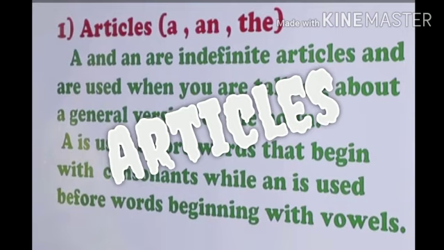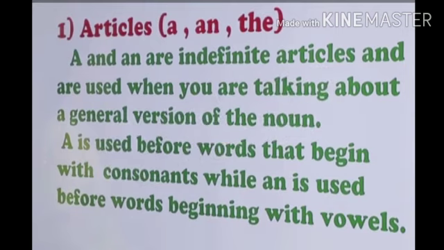So, we will start with articles, and you know articles are a and the. You have studied it in your previous class as well. A and an are indefinite articles and are used when you are talking about a general version of the noun. For example, a book, an orange, a teacher, etc. A is used before words that begin with consonants, while an is used before words beginning with vowels.